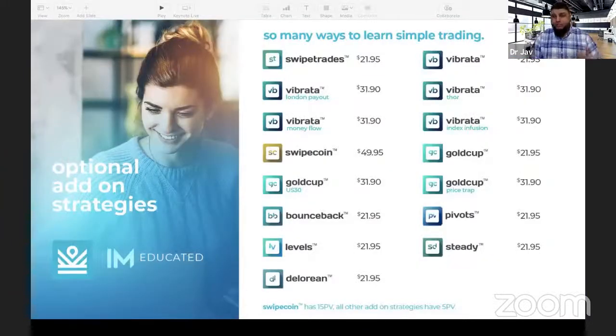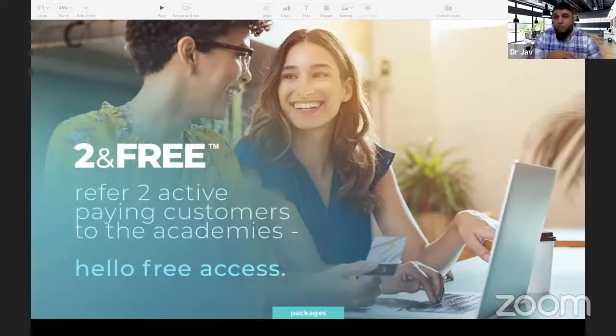If you were to go for the Frx Academy, which is the basic package, and let's say you want to do scalping, Vibrato is our scalping package. You would add Vibrato to the Frx Academy, and that will enable you to scalp the market as well. If you want to do cryptocurrency, in addition to the Frx Academy, the basic foreign exchange academy, then you would add Swipecoin. Gold Cup again allows you to trade gold, silver, oil, gas, and so on. So we have many, many flexible packages that you can choose. However, the basic Frx Academy and the Elite Academy are our most popular packages today.